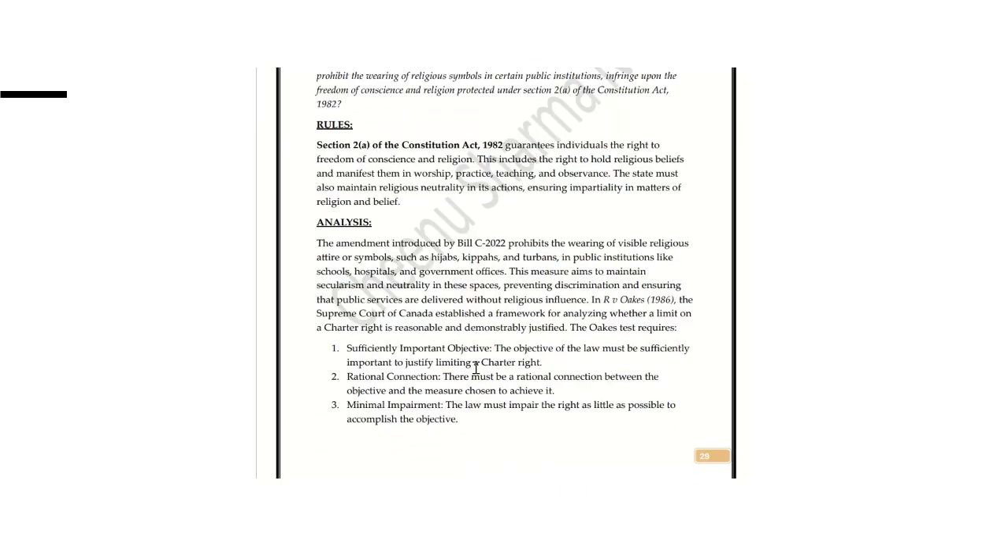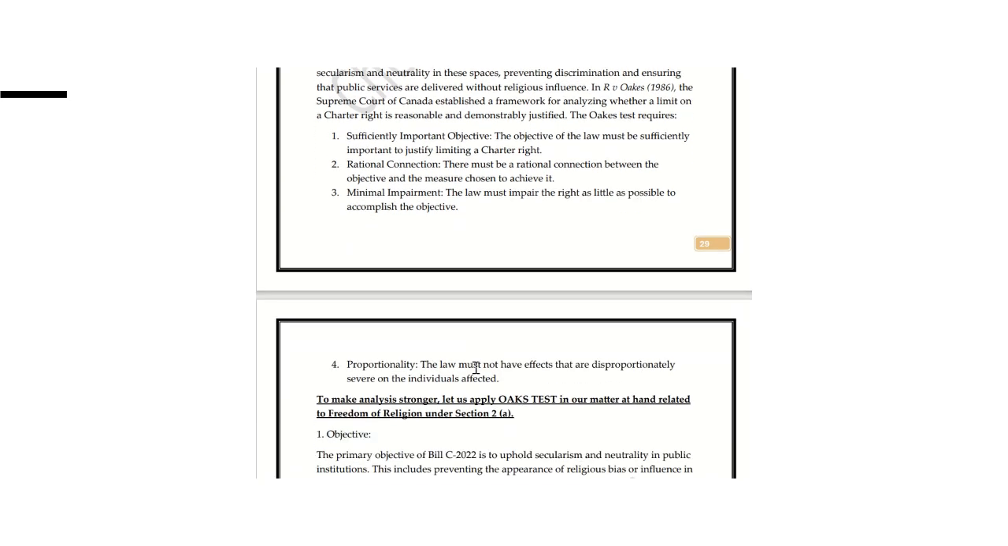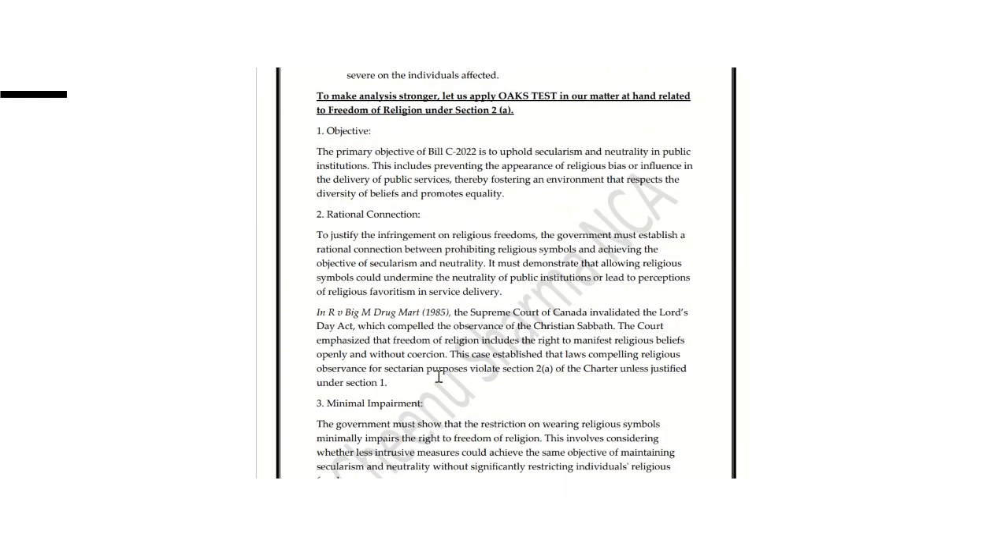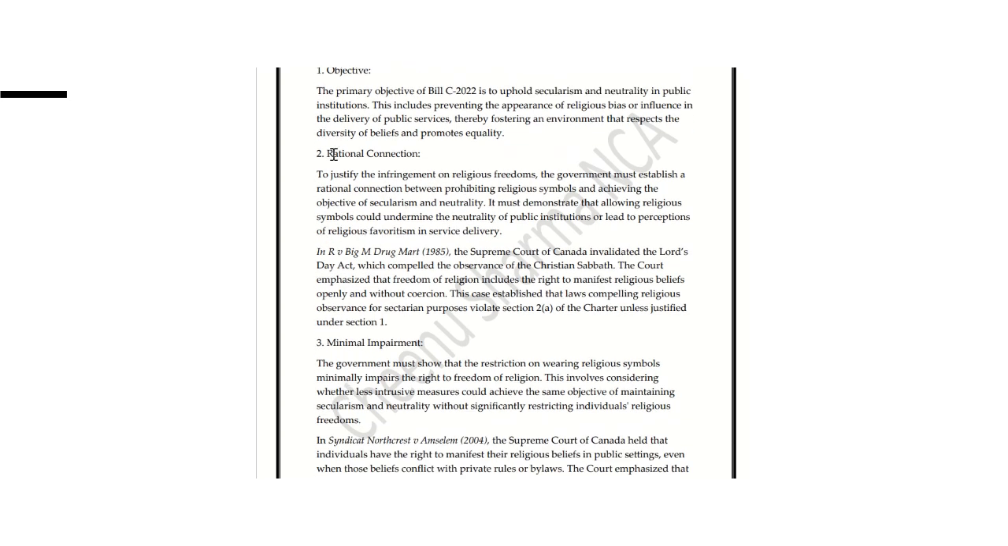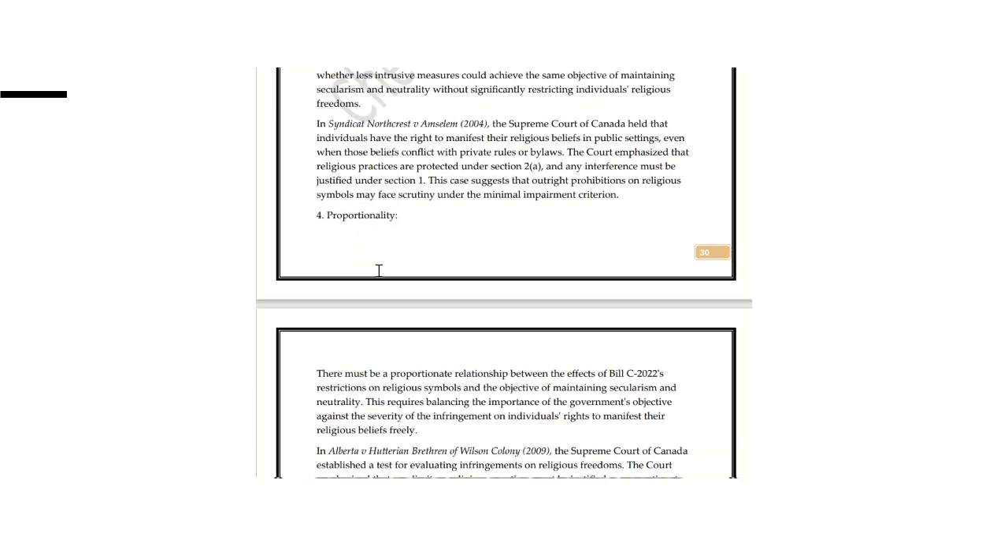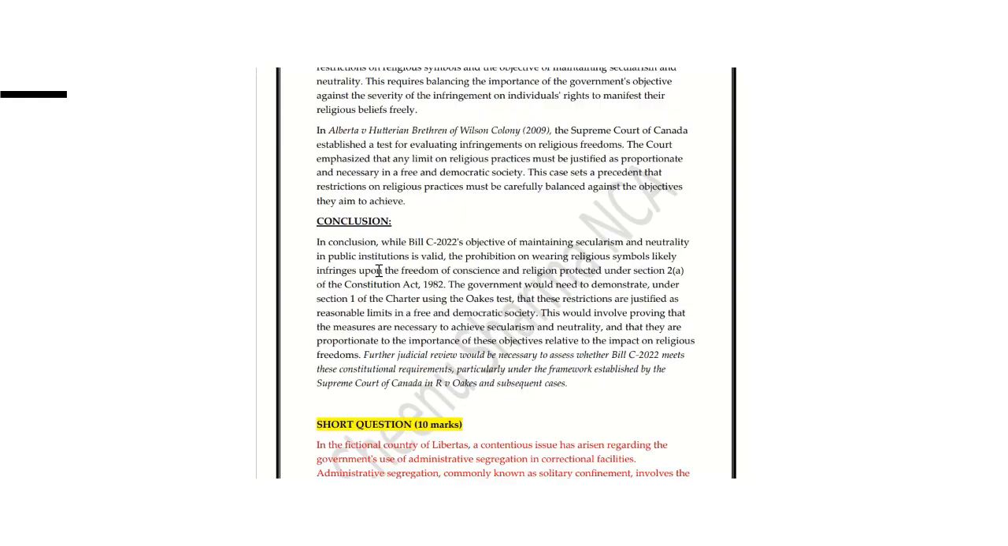So here the main thing that you have to analyze is as per Oakes test. You will follow these 4 tests and apply them to the facts of the question. You will see the primary objective of the bill. To make the analysis stronger, you can write these kinds of catchy lines, as it creates a good impression on the answer checker. Let us apply Oakes test in the matter at hand related to freedom of religion under section 2A. Then you have to make rational connection, this case, then minimal impairment, Syndicat Northcrest case, proportionality, Alberta versus Hutterian case.